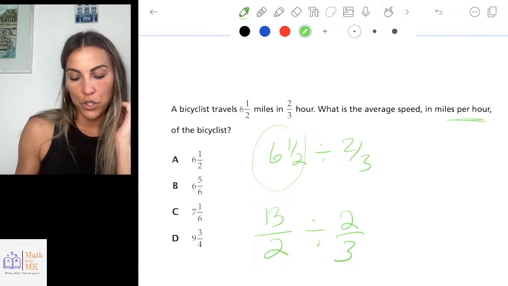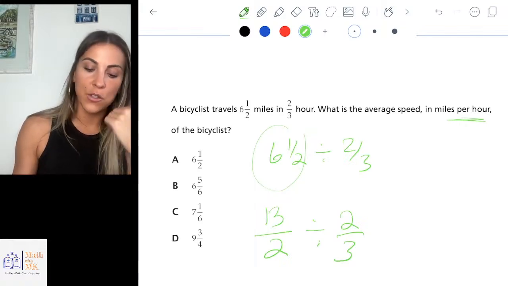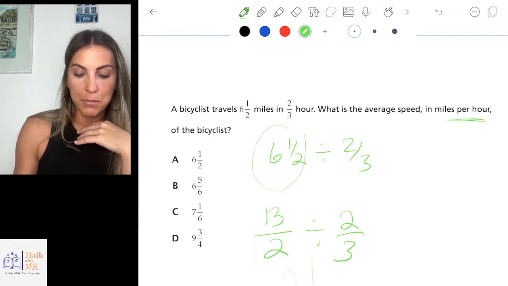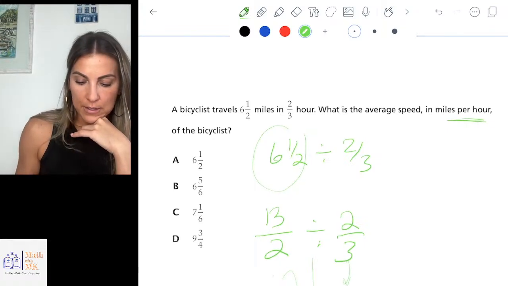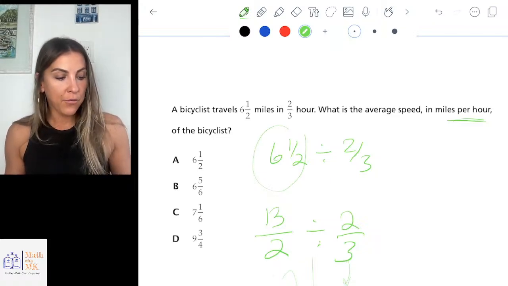So 13 over 2 times 3 over 2, right? So if you remember from 6th grade or 5th grade to divide fractions, you keep the first fraction and you multiply by its reciprocal, by its flip, all right? So then that's going to give me 39 over 4. And of course, if I look over at my answer choices, I don't have 39 over 4.